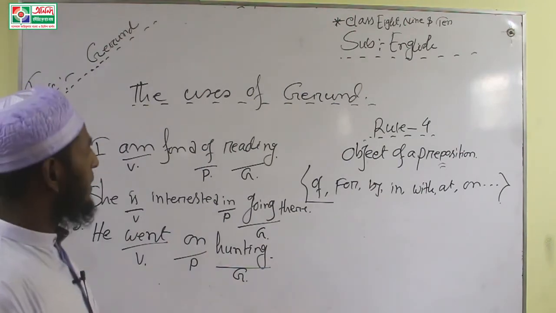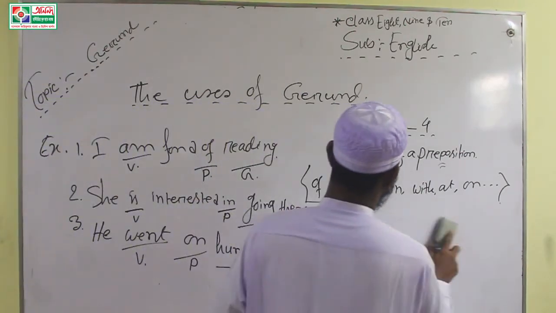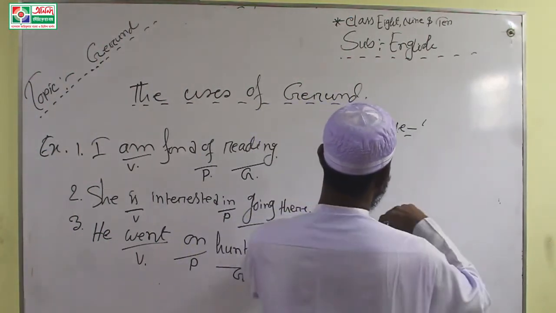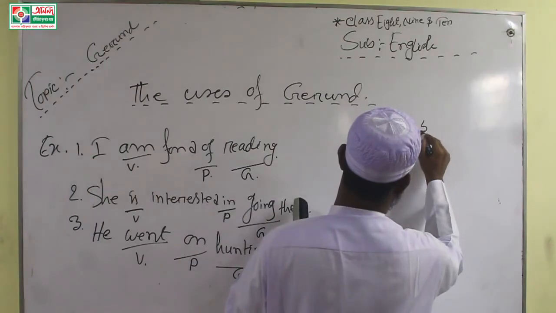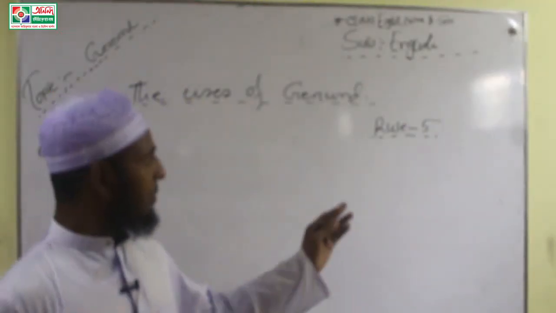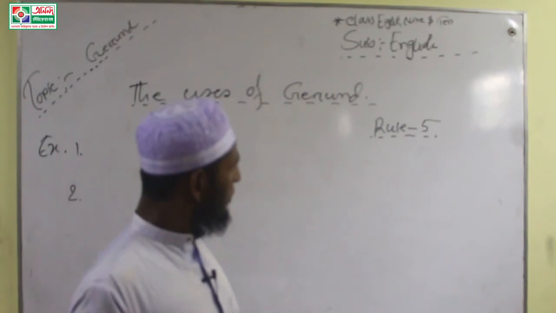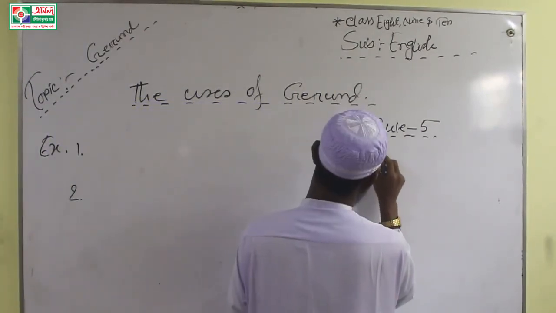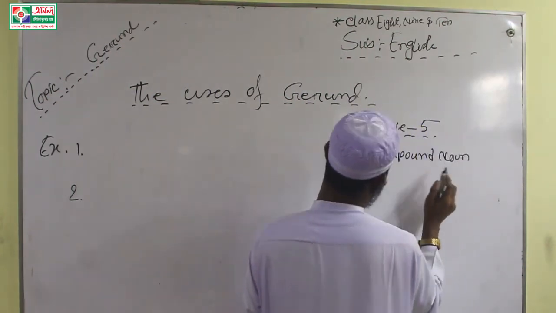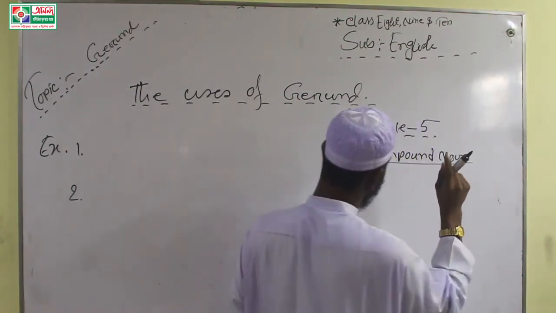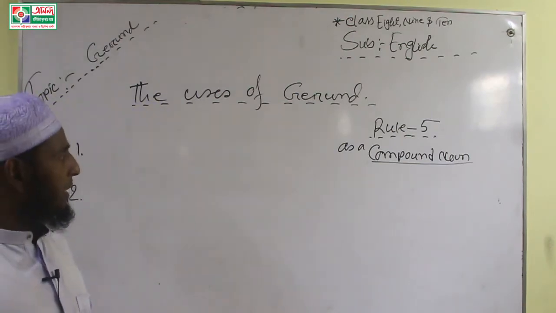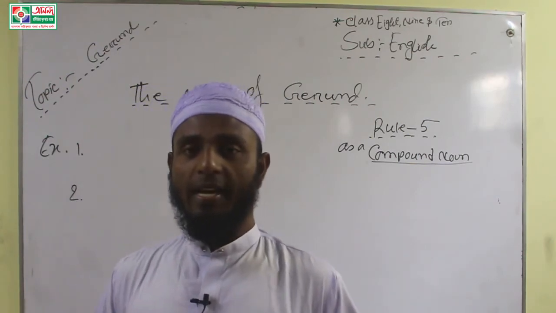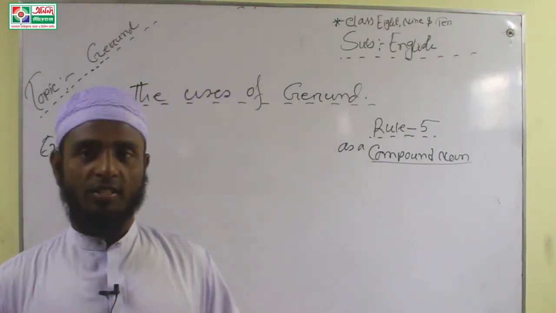Now I will discuss the final rule for today. In rule 5, we will discuss the gerund as a compound noun. How is the gerund used in the sentence as a compound noun? I will discuss now.